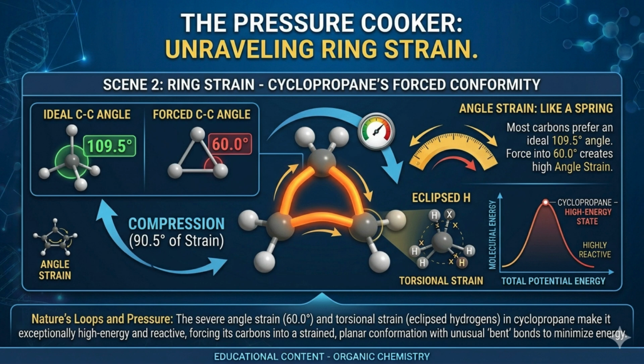Torsional strain and energy. The instability doesn't stop at the angles. Because the cyclopropane ring is planar, or flat, the hydrogen atoms are forced into an eclipsed position. They sit directly behind one another, creating torsional strain. If you look at the potential energy graph, you'll see cyclopropane sits at a high energy state. This makes it exceptionally uncomfortable and highly reactive. To minimize this energy, the bonds actually bend slightly outward, but the molecule remains a high-tension loop of nature.